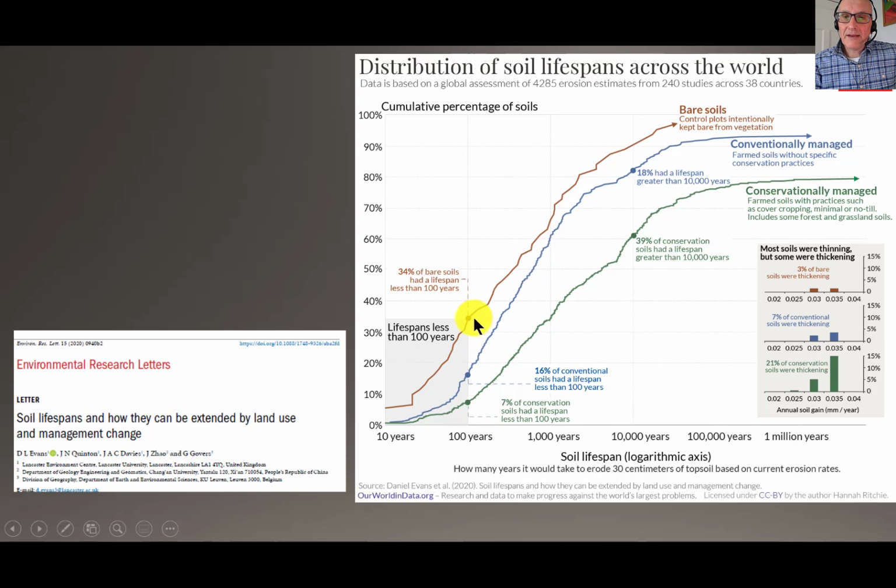So one is having some plant growth, so that's conventionally managed soils instead of bare soils. And the next one is to move to some kind of conservation agriculture. We'll talk a bit more about that in a moment. It's also worth mentioning that some soils were actually thickening. Where we had conservation practices in place, 21% of the soils were actually gaining soil. Under conventional agriculture, much lower, 7%, and only 3% of the bare soils.